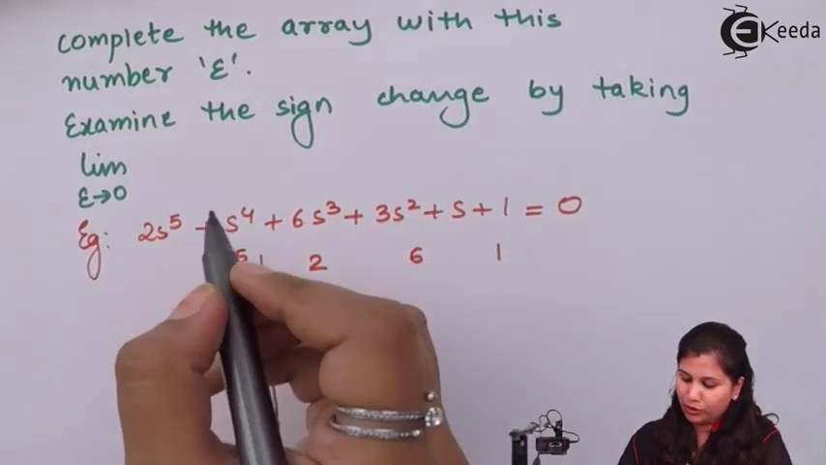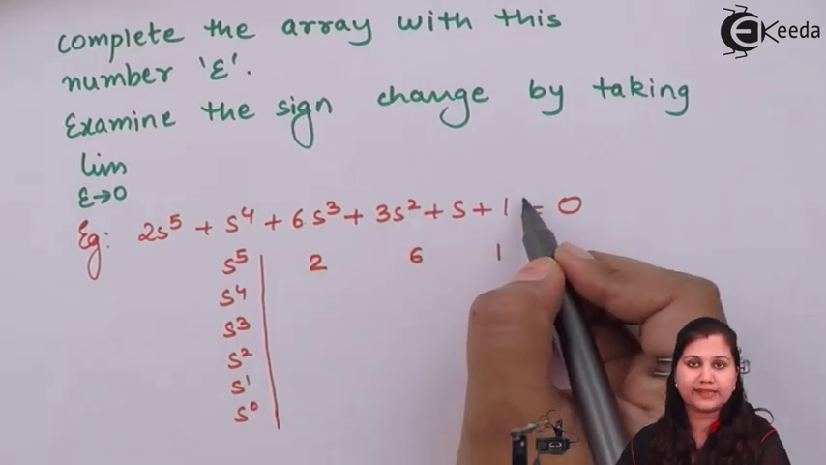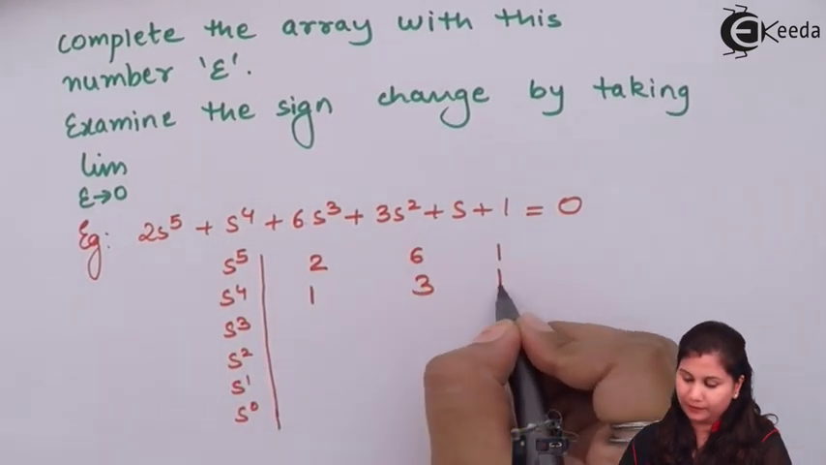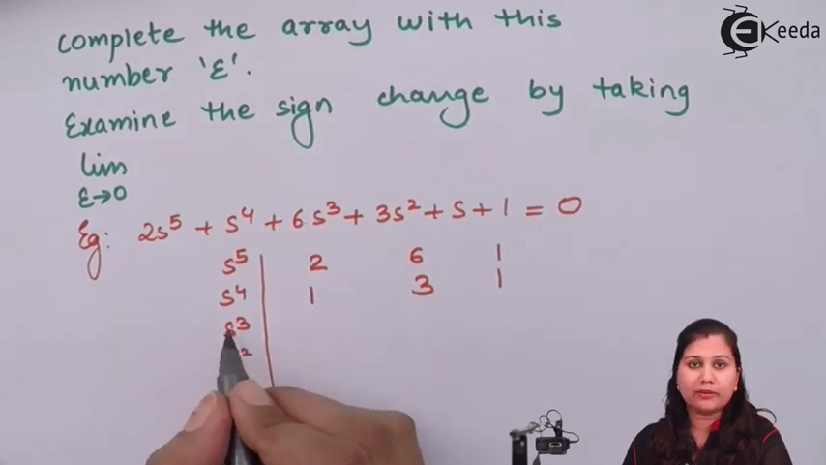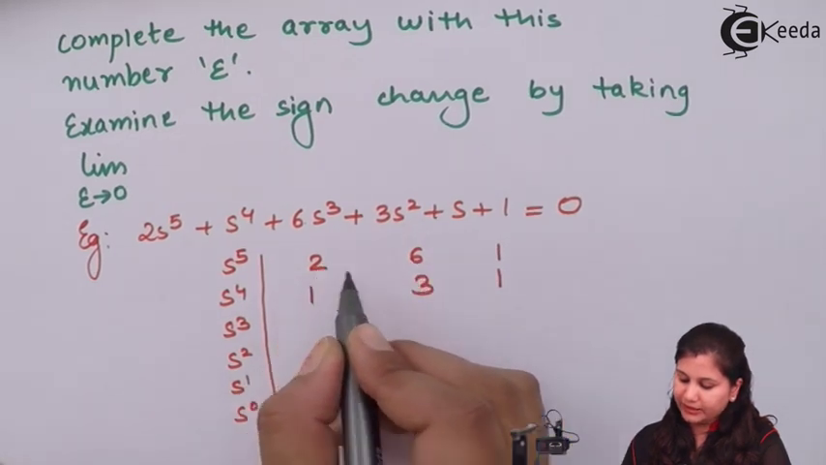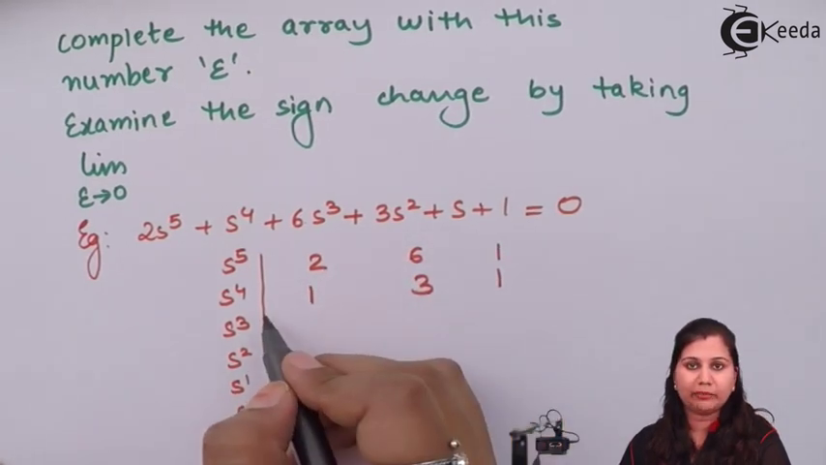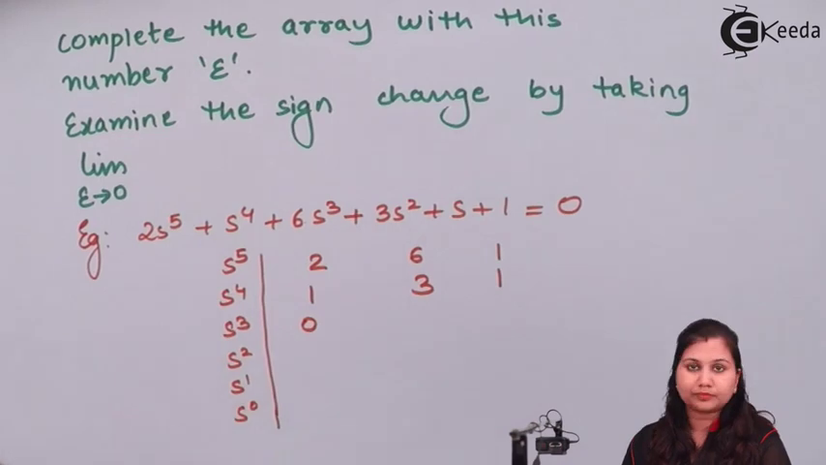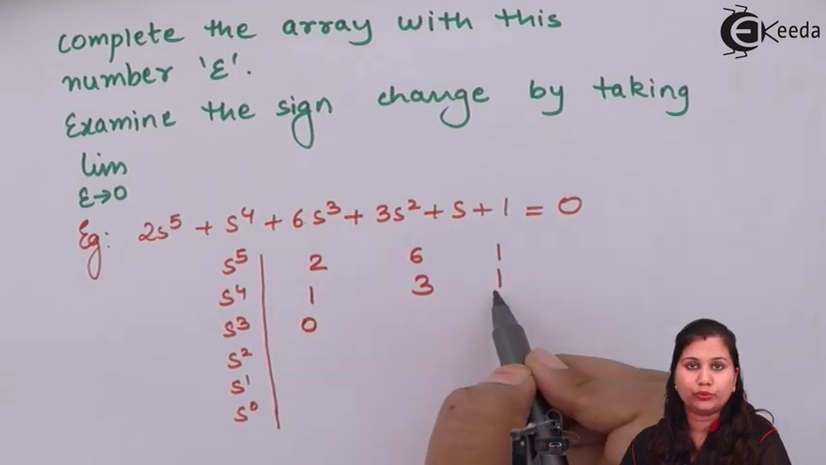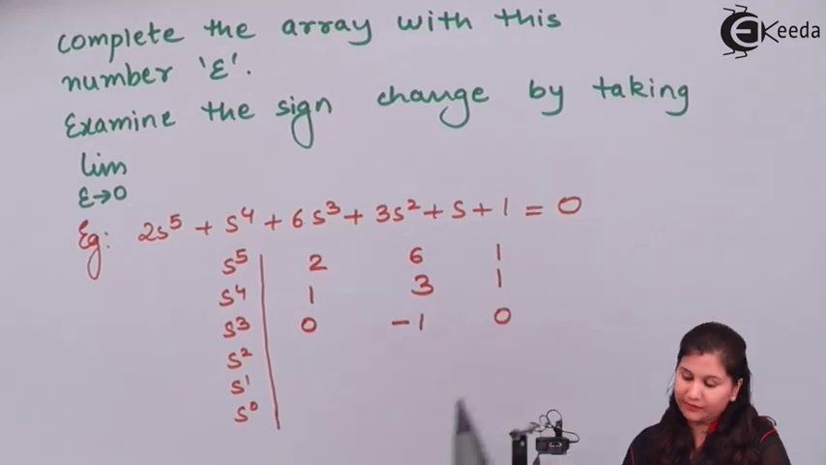Now s to the power 4, so we will write s to the power 4 coefficient, s to the power 2 coefficient and s to the power 0 coefficient. So it will be 1, 3 and 1. Now we will determine s to the power 3 coefficient. By this x1 we will determine (1 into 6 minus 2 into 3) divided by 1. So this is 6 minus 6 divided by 1. So it will be 0. Now next we have (1 into 1 minus 2) divided by 1. So it will be minus 1 here. And next we will have 0.